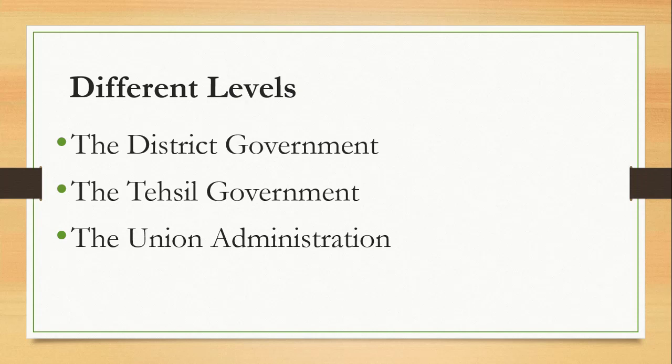So the Zilla Nazim was accountable to the people through the elected members of the Zilla Council, and a Zilla Council consists of all union Nazims in the district, which consist of members elected on the reserved seats. So these seats were reserved for the women, peasants, workers, and minority community. So the Zilla Council had its secretariat under the Naib Zilla Nazim and had a separate budget allocation to check and balance were introduced in the system.